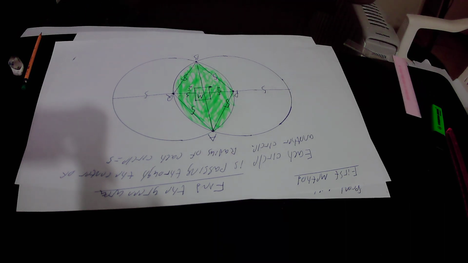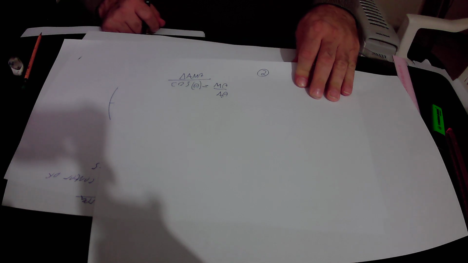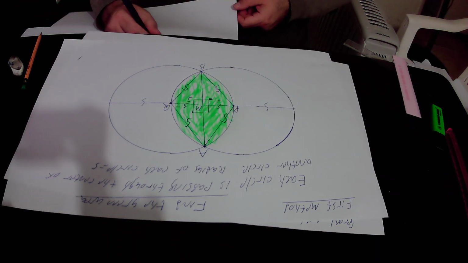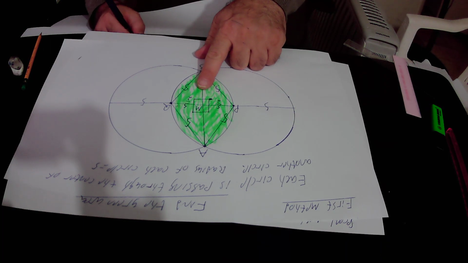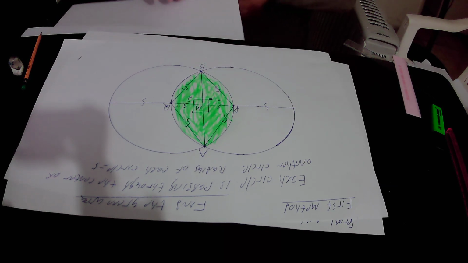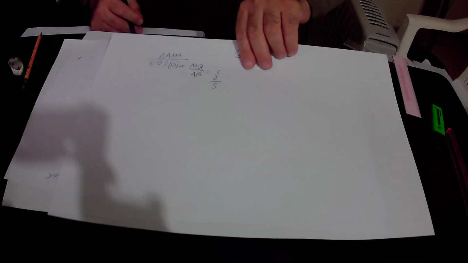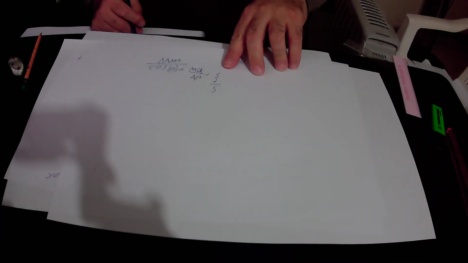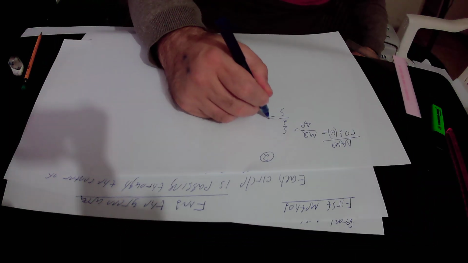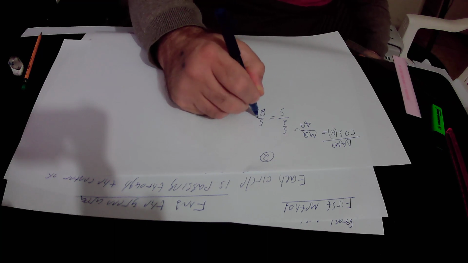Again, in the right triangle, triangle AMQ, cosine theta equals MQ over AQ, but MQ equals 5 over 2 and AQ equals 5. So in conclusion, we found out that cosine theta equals 5 over 2 over 5, that is to say, 5 over 2 divided by 5.